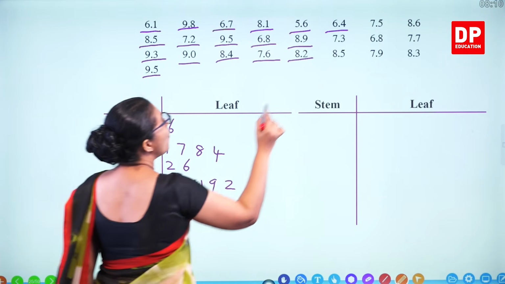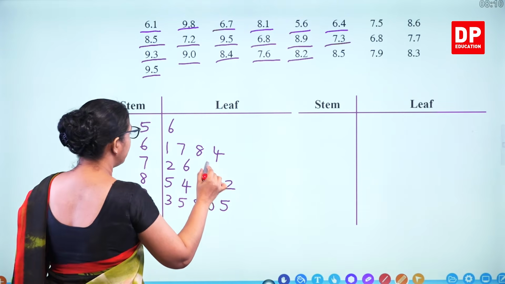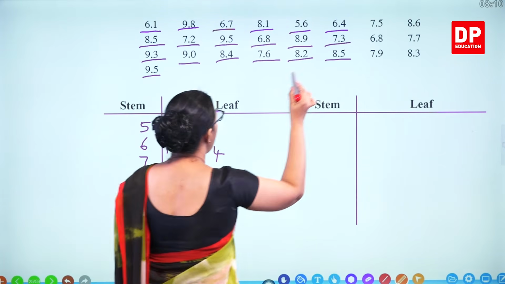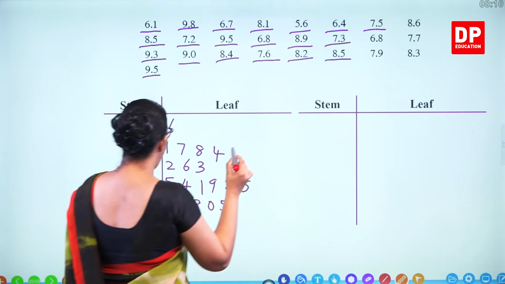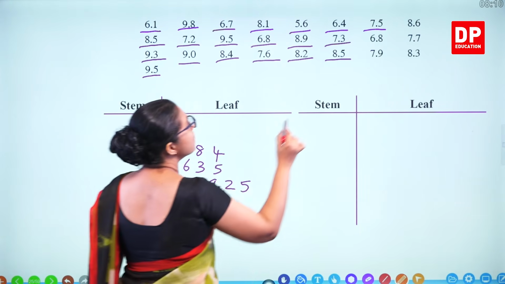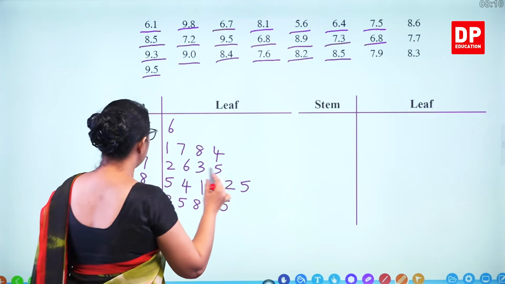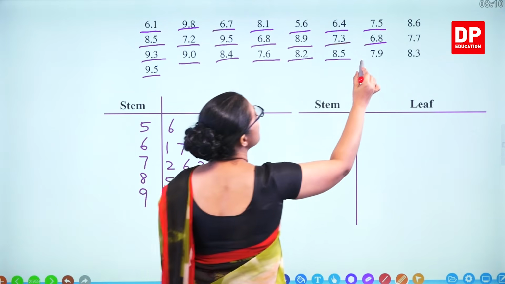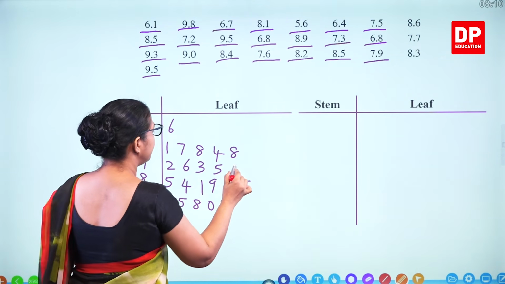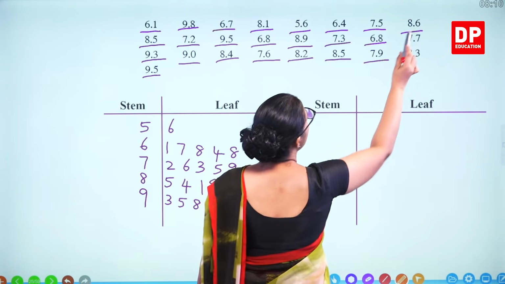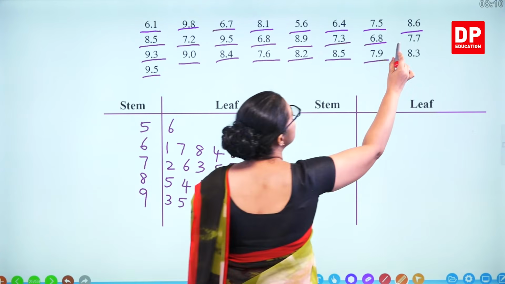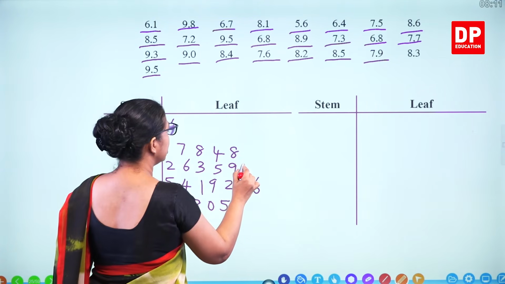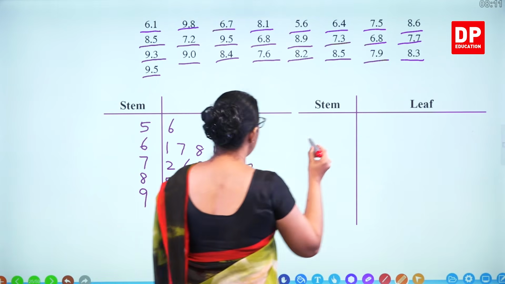6.4, 7.3, 8.5, 7.5, 6.8, 7.9, 8.6, 7.7, 8.3.